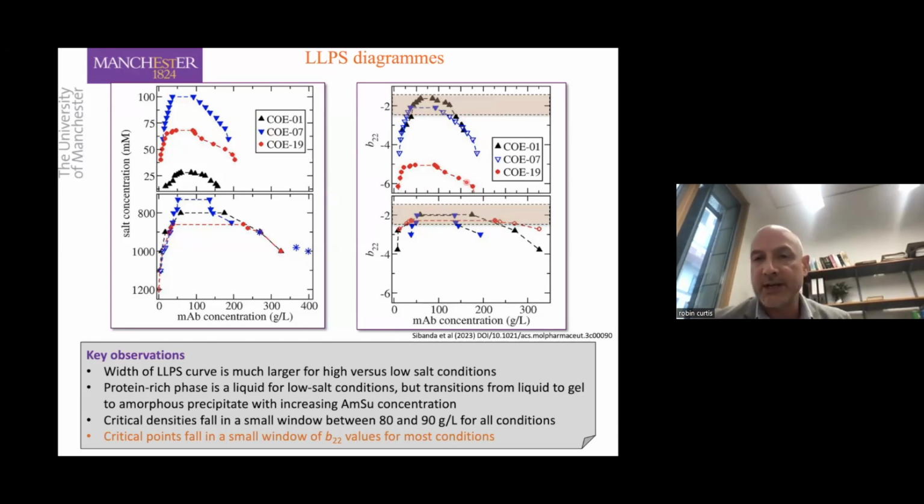One way of explaining this is that when you're measuring B22 at low concentrations, you're just picking up this oligomerization equilibrium. And really what drives phase separation is going to be the interactions between the oligomers, which is not going to be picked up just in terms of this B22 measurement.